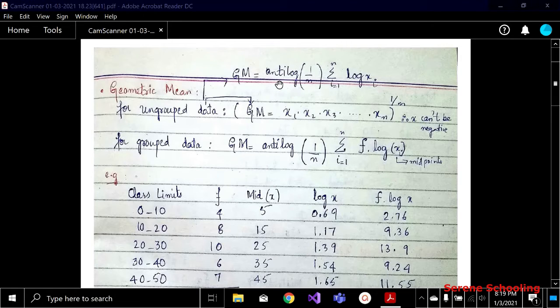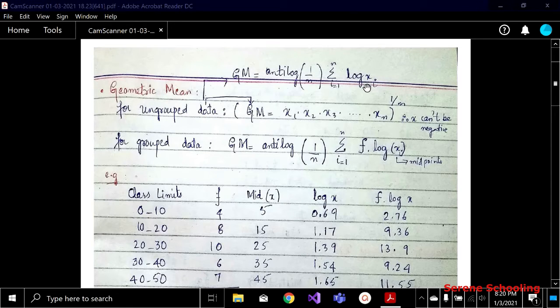That is, geometric mean equals the anti-log of 1 by n, where n means the total number of values in your data, times the sum of log of x. This sum from 1 to n means that you have to take the sum of all the values from 1 to the very last value, but first you have to perform this particular step.